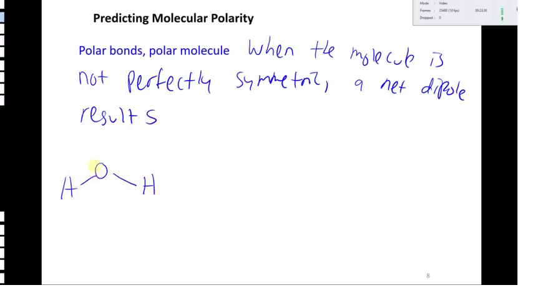Each of these OH bonds is polar, and water has 2 lone pairs as well, but we don't really think about lone pairs too much when we're talking about polarity. Each of these has a polar bond that points towards oxygen because oxygen is more electronegative than hydrogen. Now in this case, though, this is a bent molecule, so the 2 dipoles are going at an angle relative to each other. So these 2 dipoles actually reinforce each other. They don't cancel out.